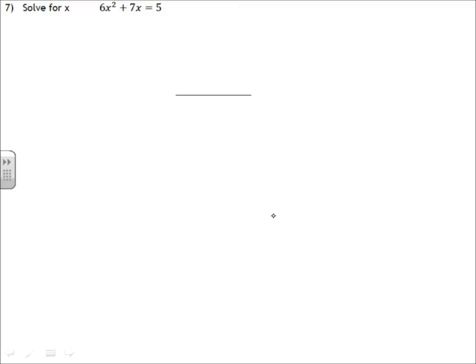Next, solve for x. It's a beautiful quadratic, and I'm just checking that you can still solve by either factoring, quadratic formula, whatever you want. I'm going to go ahead and factor this, and so I'll rewrite it as, let me do this down here.